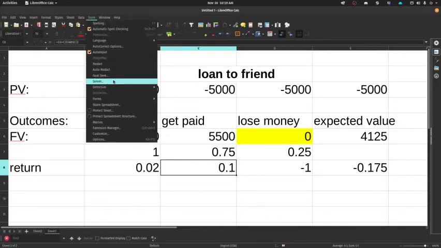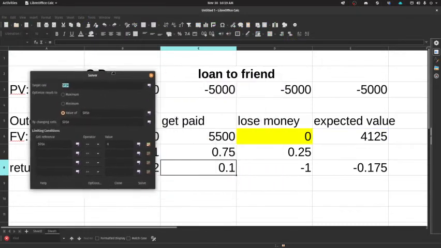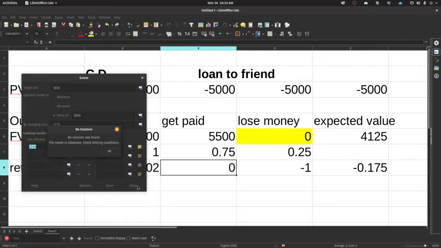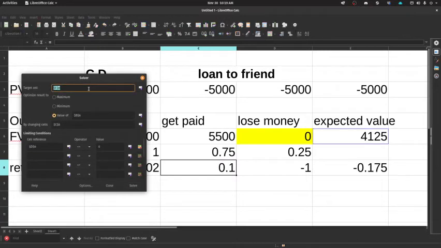Let's try one other version of this. Let's change the interest rate. So we'll keep with 0 collateral, and we will keep with a 25% chance of failure, and that's still going to be greater than or equal to 0. Let's see what we get. No solution found. Well, that's not good.